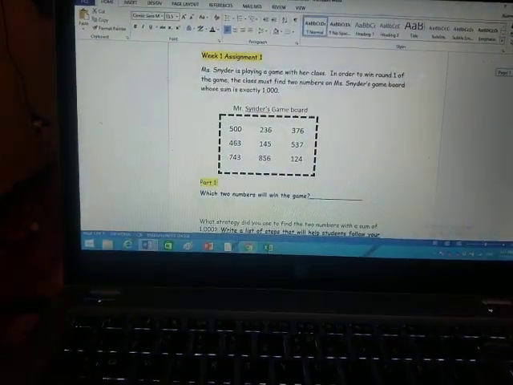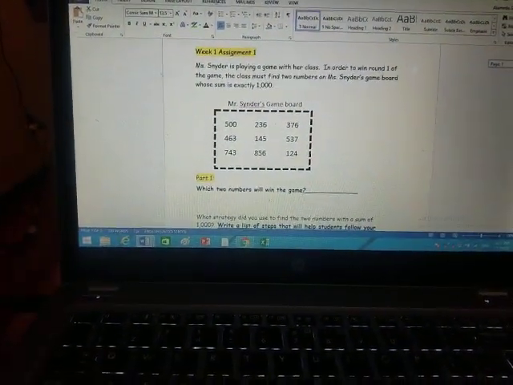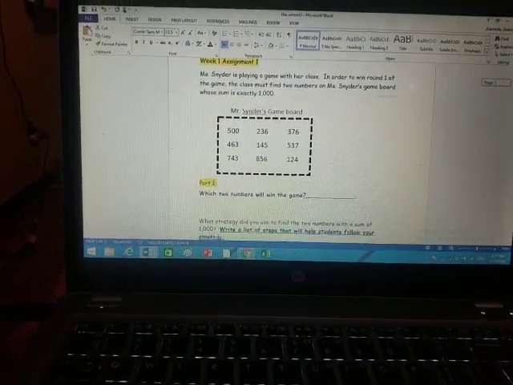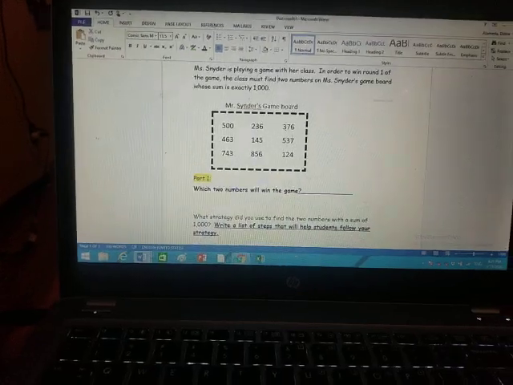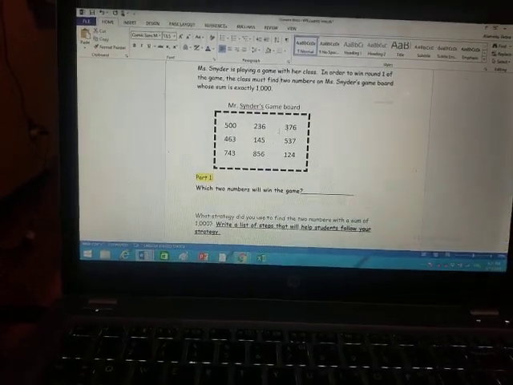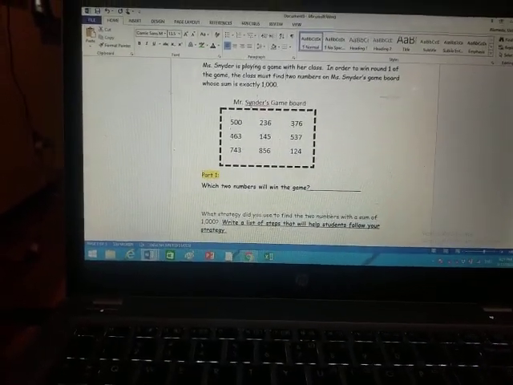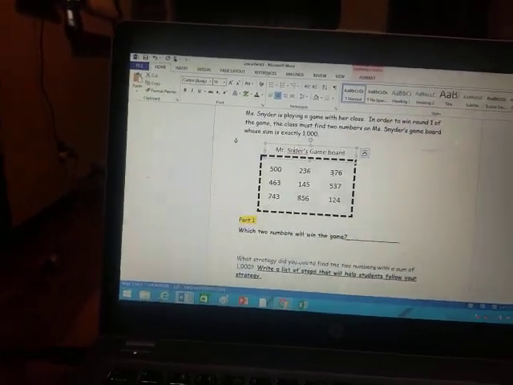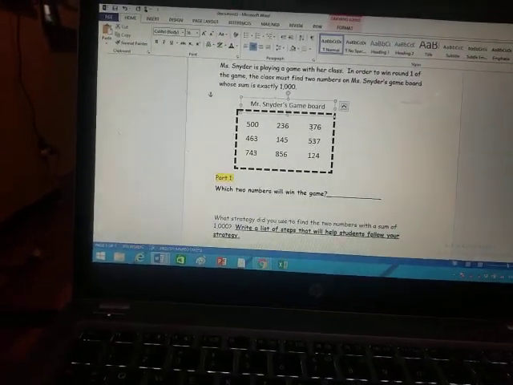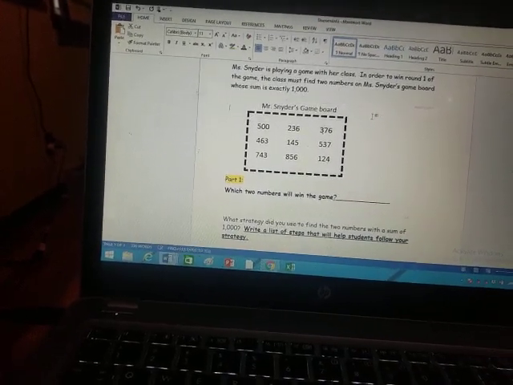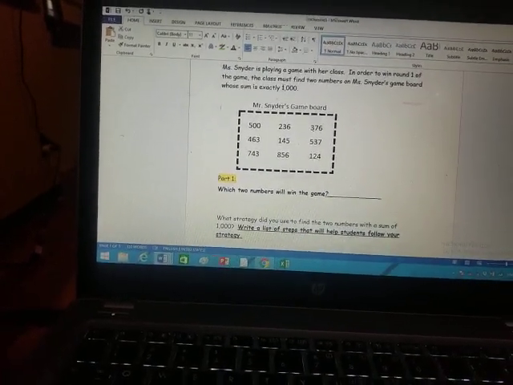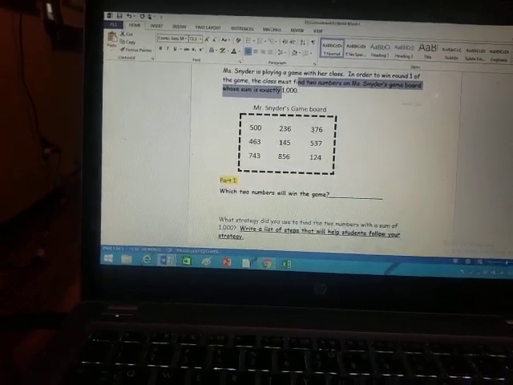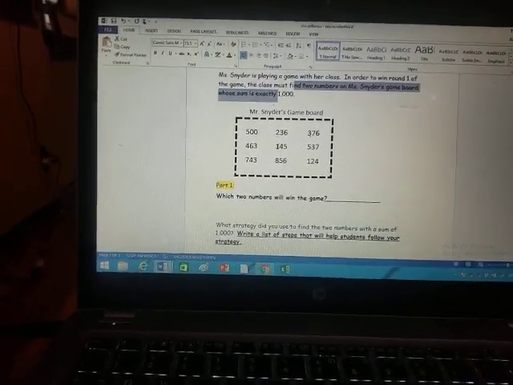In order to win round 1 of the game, the class must find 2 numbers on Miss Snyder's game board whose sum is exactly 1,000. If you remember, you have your agenda books with you, so at home you could use this. But what does sum mean? Sum means you need to find two numbers that you add together that will equal 1,000. So out of these numbers, what two numbers equal 1,000?